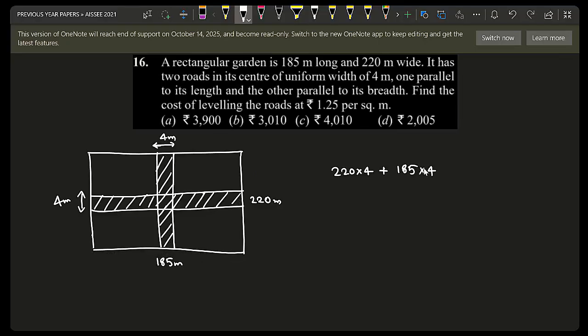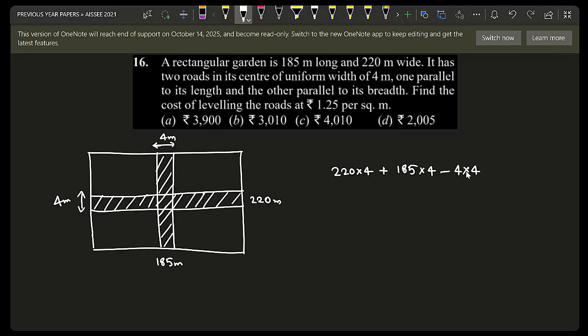But if you add these two, there is a problem. That is, this part will be repeated two times. We want it only once. So subtract it once. What is the square area formula? Side into side, you can substitute 4. So 4 into 4. So this is the actual area.